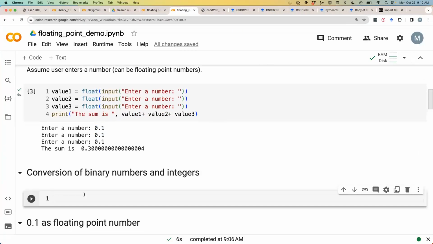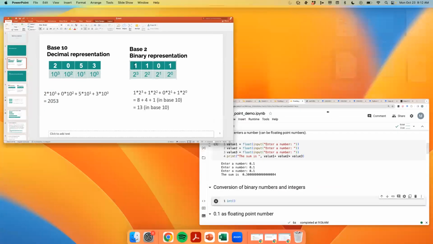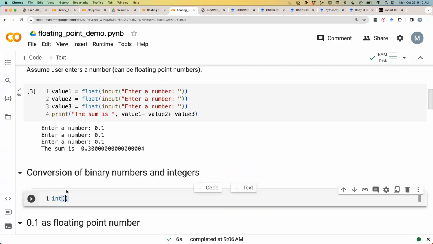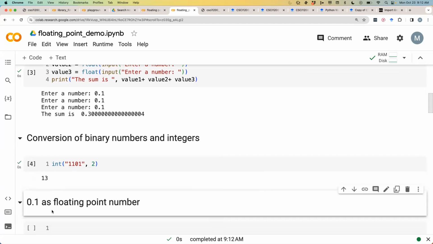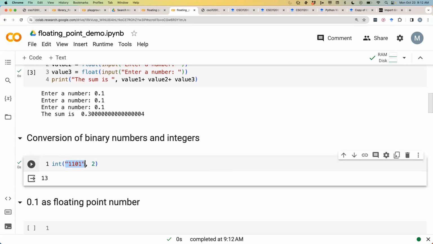In Python, there is a way to do it for you. For example, let's look at the previous example. We have 1101. If you want to convert it into base 10, you just make it a string, "1101". This is a binary string. It contains only binary digits. To convert it into base 10, you say that this is in base 2, and I want to convert it to its base 10 int. So it becomes 13.